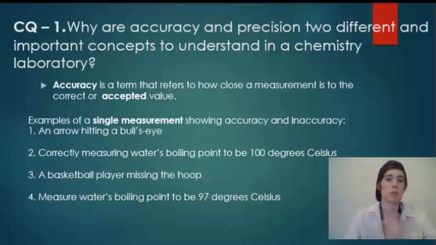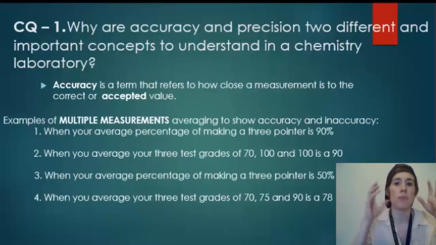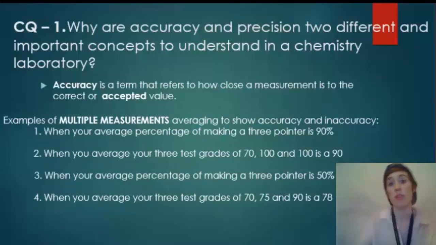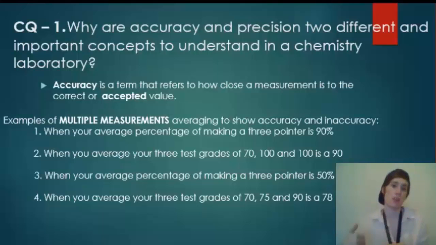Now, those are pretty simple, pretty basic, but what happens if you're doing multiple measurements? If you're measuring multiple things inside your laboratory and you want to see whether or not you are getting accurate results, well, if you have multiple measurements, you first need to average them together to get one averaged result, and then you can compare that averaged result with the correct value.